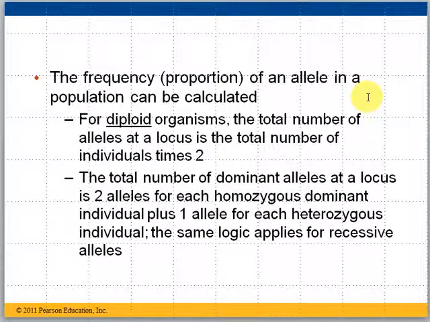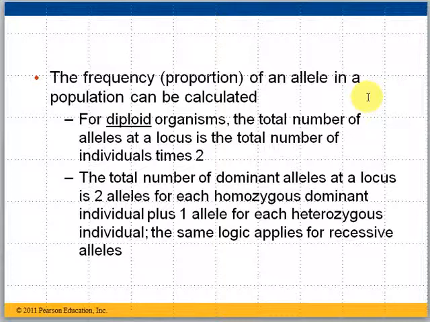The total number of dominant alleles at a locus is 2 alleles for each homozygous dominant individual. That makes sense. And then plus 1 allele for each heterozygous individual. And the same logic applies for the recessive alleles. So we could get a complete count of all the alleles.